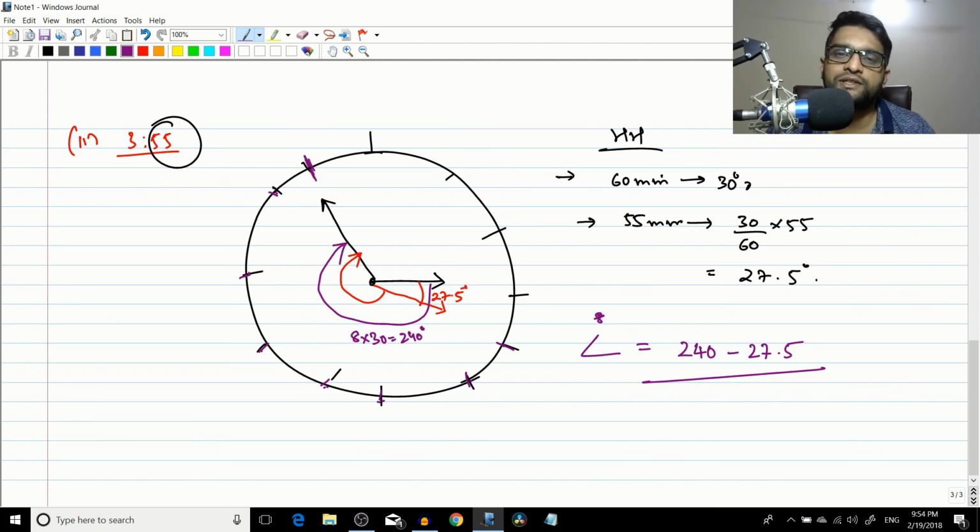If you have any doubts regarding this, please put them in the comments below. Basically the concept here is that you calculate how much distance in angles the hour hand has moved, and you see the total angle from 3 to 3:55. And from that you subtract the distance covered by the hour hand. Same as the concept which I have discussed for the time distance also.